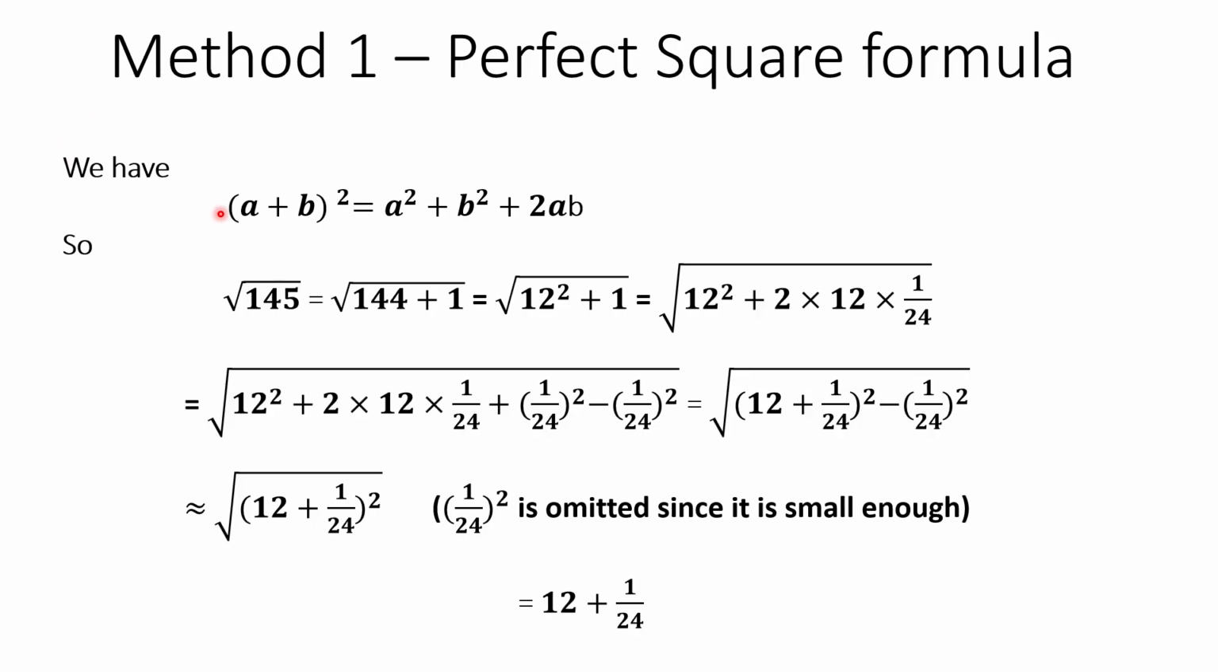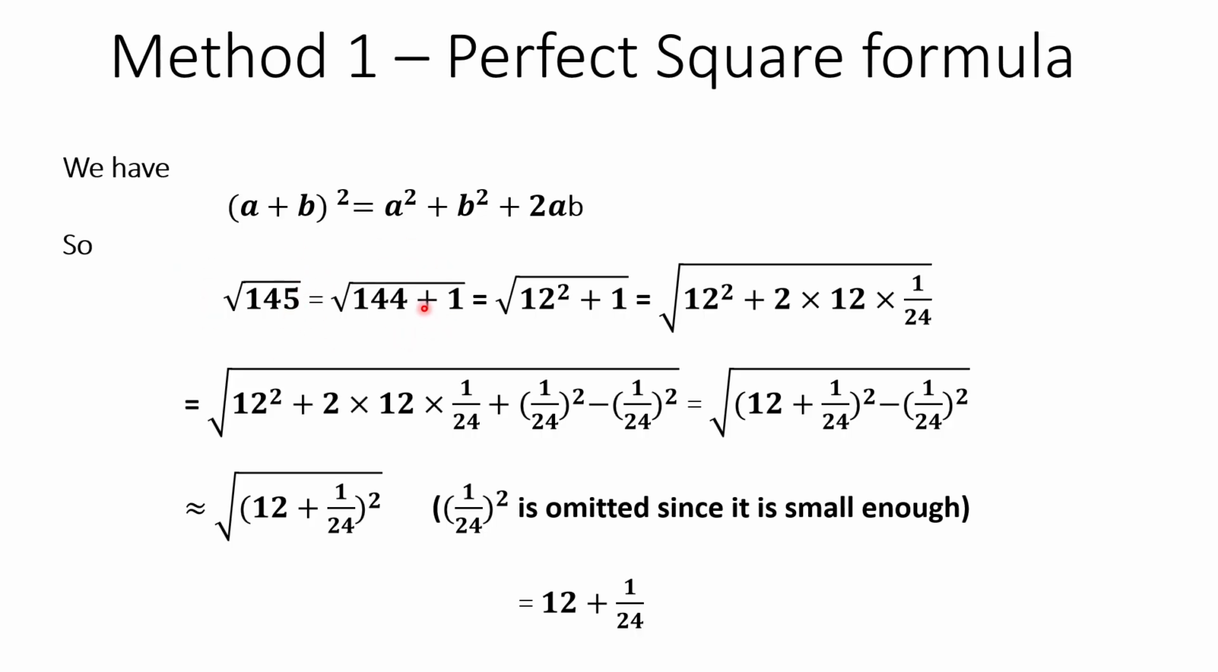So we have (a plus b) squared is equal to a squared plus b squared plus 2ab. Now, we could rewrite this root as this formula. So how do we do that? Well, first we have to assign an a. To find it, we have to find the biggest square number that's smaller than, for example here, 145. Now that's going to be 144.